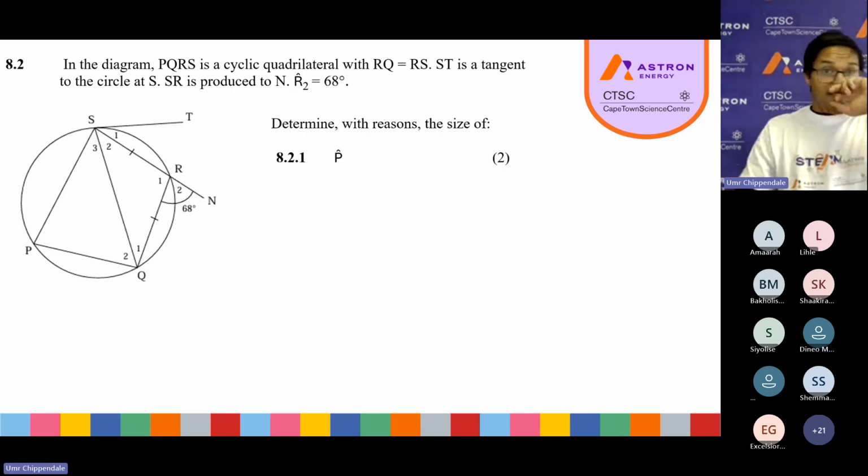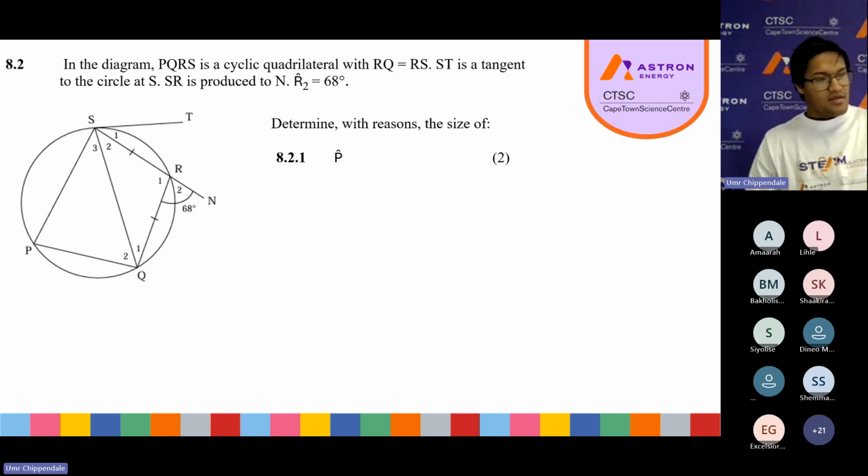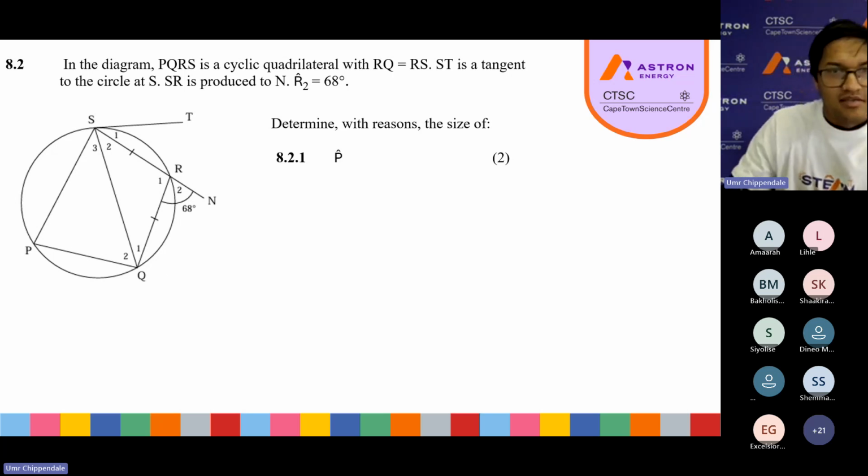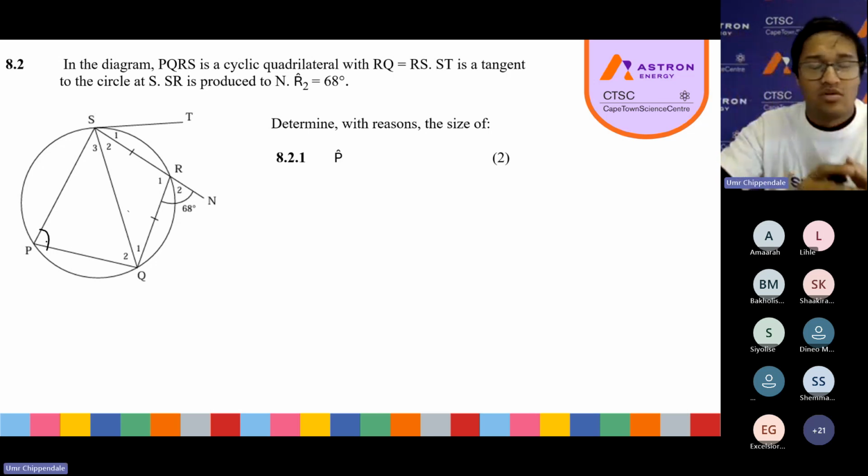Okay, now determine with reasons the size of angle P that we have. So that's now going to be 8.2.1. So we need to know where is P. So this is angle P over here. Sorry, it's a new question, so I read from the start. In the diagram, PQRS is a cyclic quadrilateral with RQ equal to RS produced, ST is a tangent to the circle at S, and SR is produced to make N with R2, angle R2 is equal to 68.